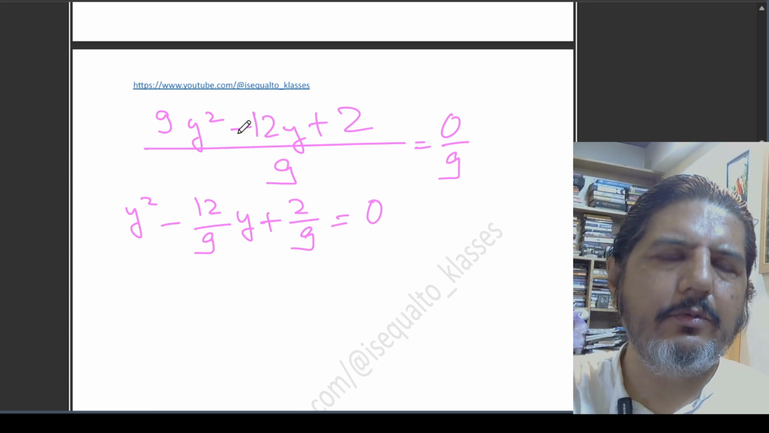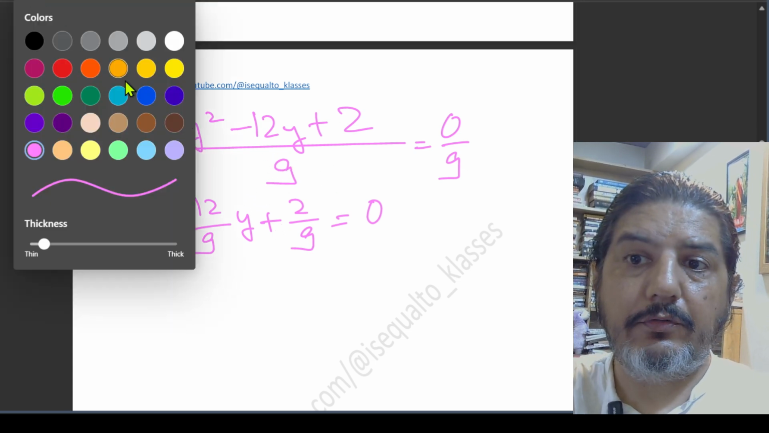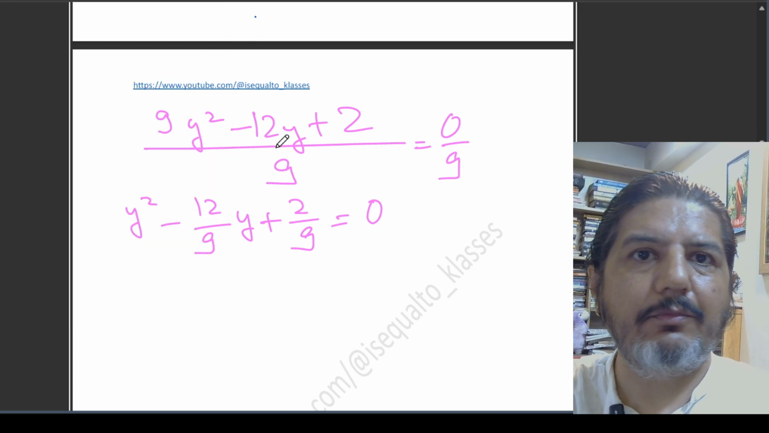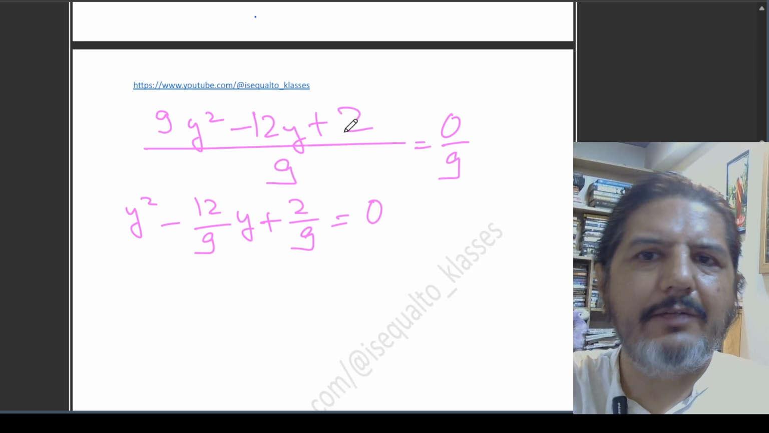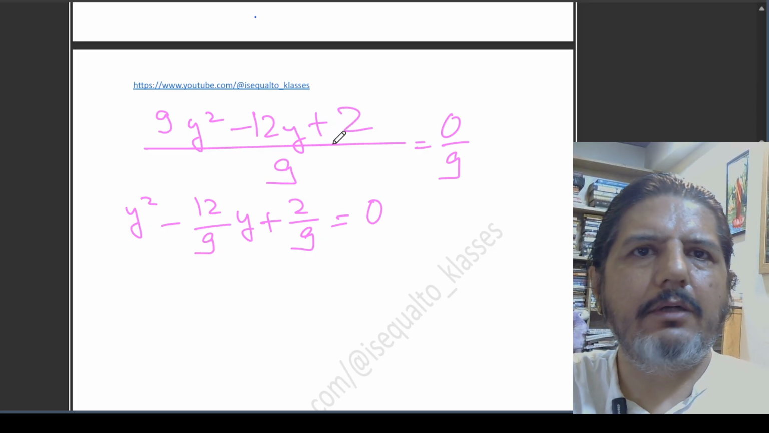I hope you are able to understand this step. At times students face difficulty in understanding this step also. In case there is any doubt, please let me know in the comment section. I'll be glad to get back.